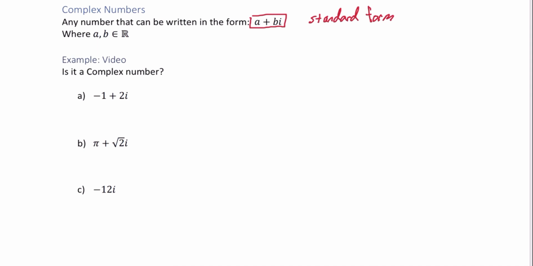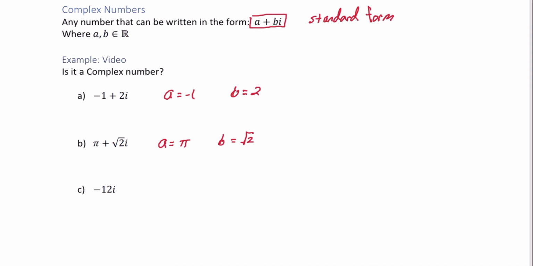In the example below, let's see if the given are complex numbers. Part A, -1 plus 2i. This is a complex number. a, the real part, is -1, and b, the imaginary part, is 2. In example B, again, this is a complex number. a is simply pi, and b is the square root of 2.